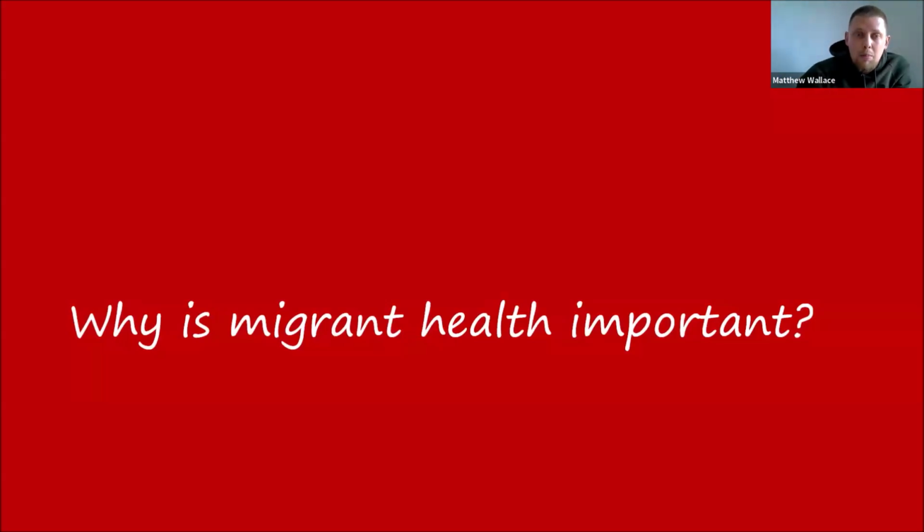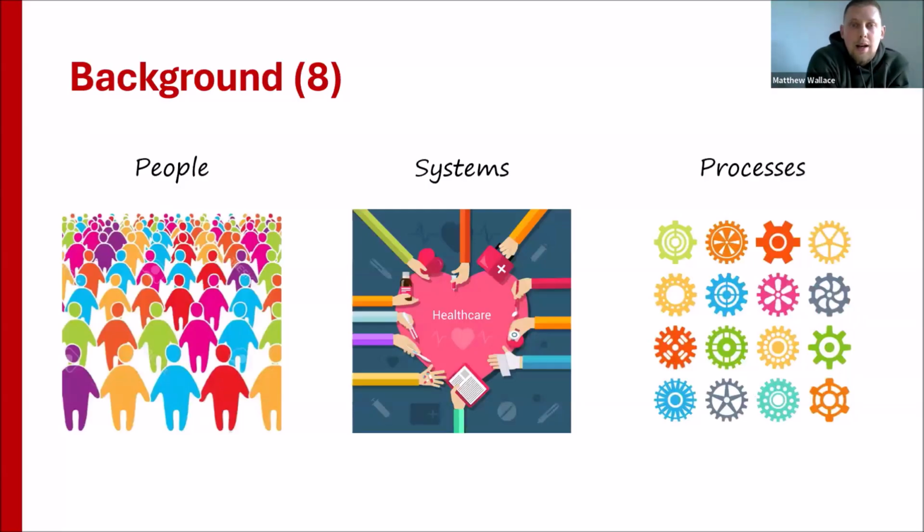So why is migrant health important? I always like to think about these three pillars: people, systems, and processes. So we talk about people. Our own health is important to us, right? Having good health affects our ability to participate in society, but the conditions we experience in society also influence our health, right?